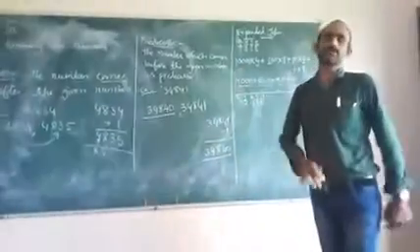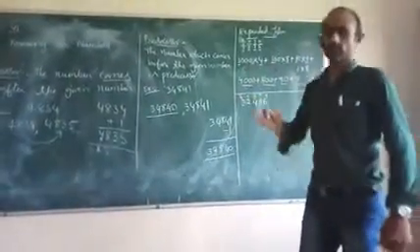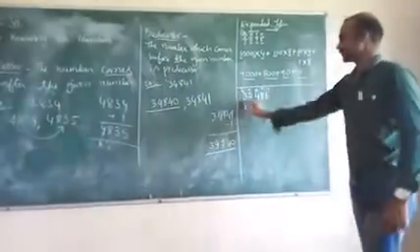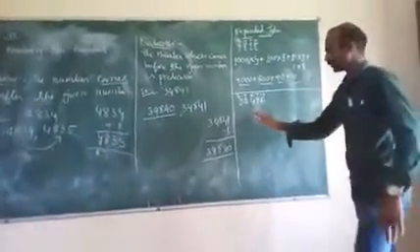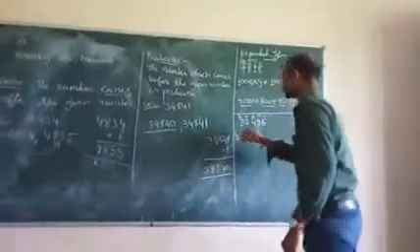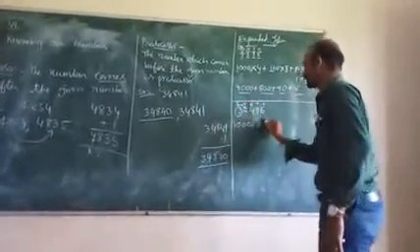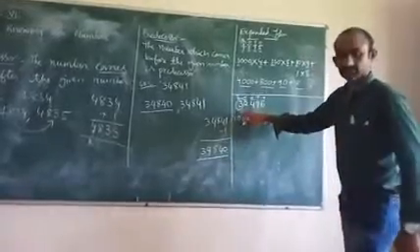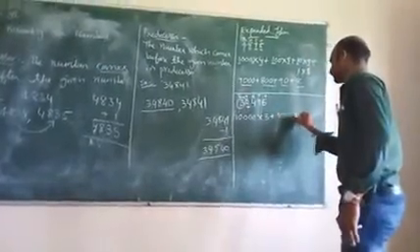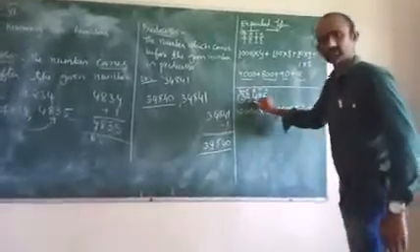Suppose there is a 6 digit number, then we have to go to the next place value, that is lakhs. So here we will separate it again. How many 10,000s are there here? 3. So 10,000s are 3. How many thousands are there? 2. There are 2,000. And how many hundreds are there?